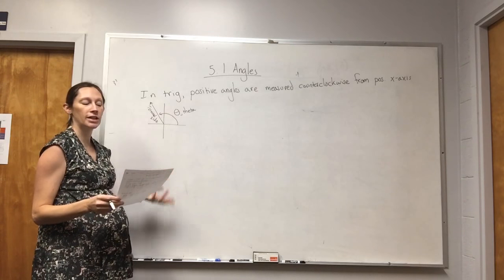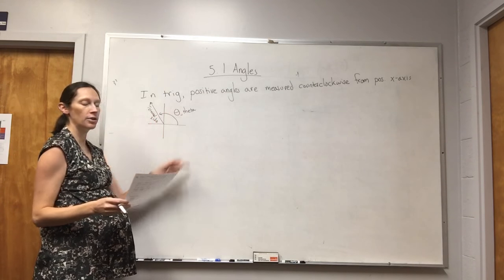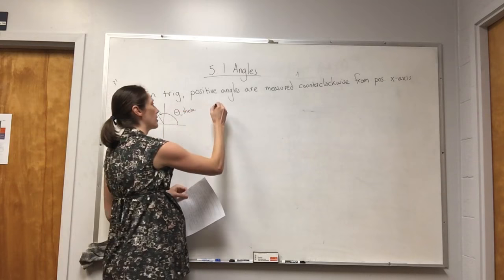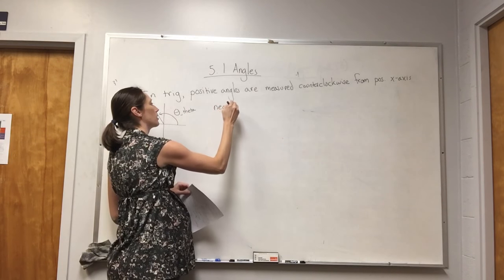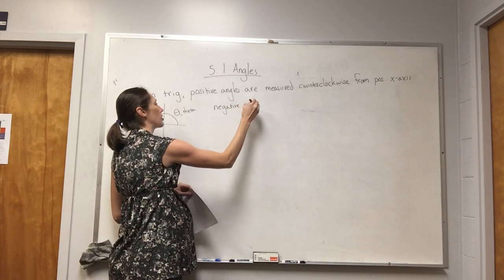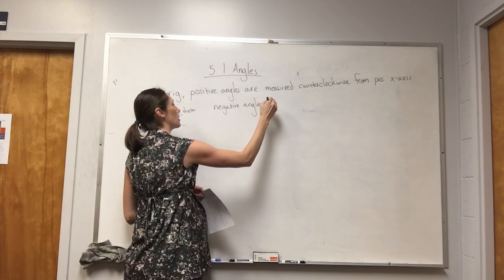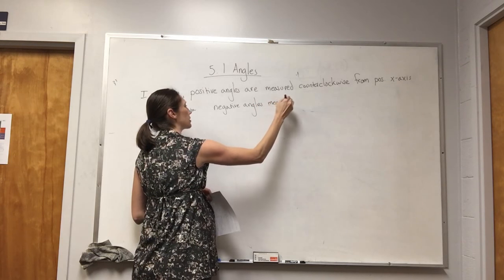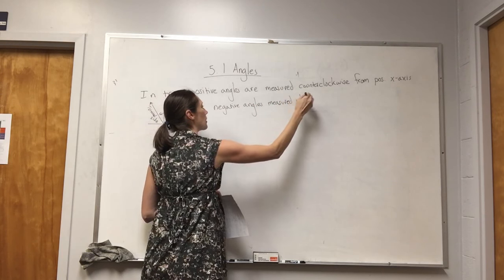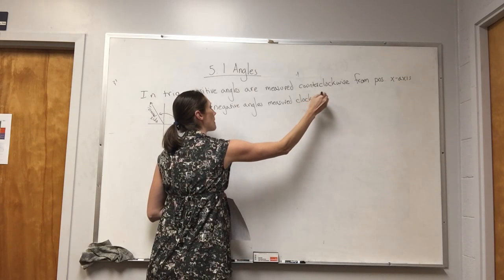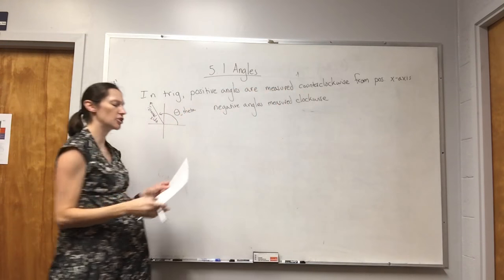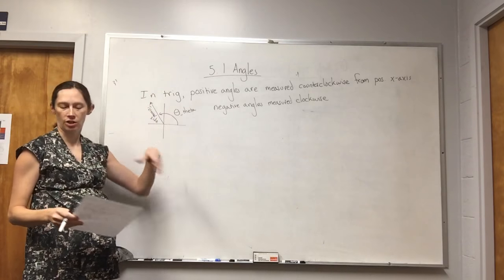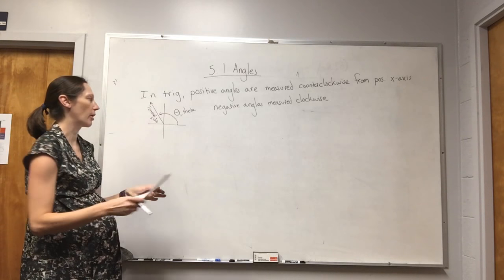If we wanted to measure a negative angle, then we would go clockwise. So negative angles are measured clockwise, still from the x-axis. That just gives us a common orientation for what we're going to be talking about.